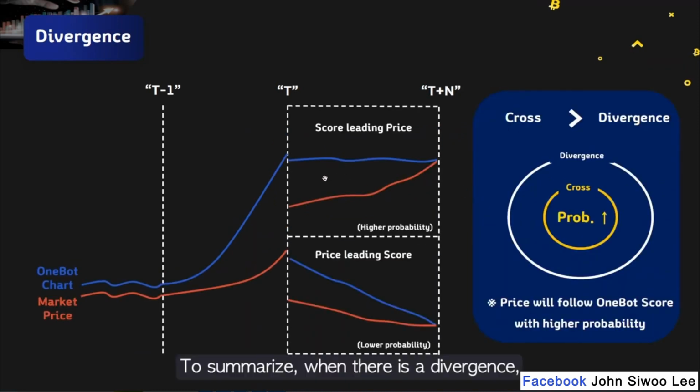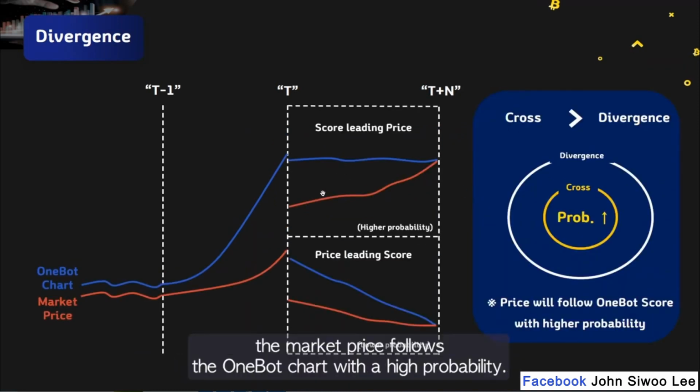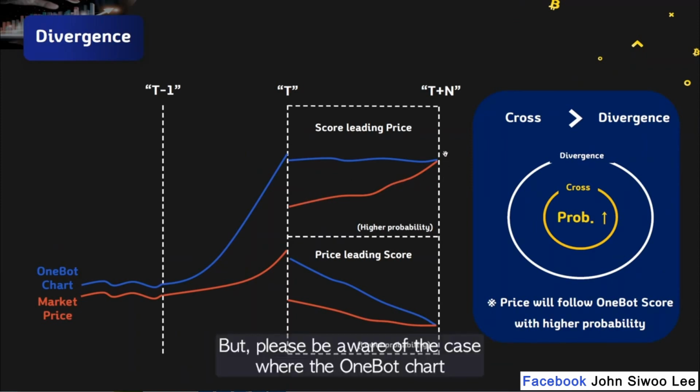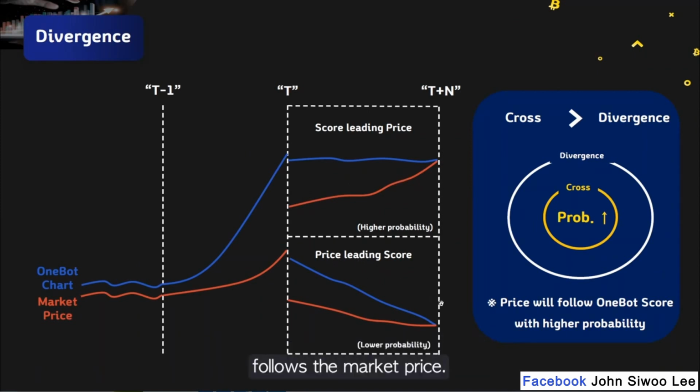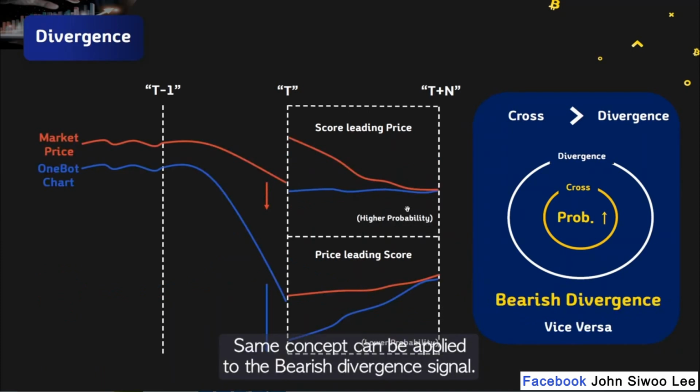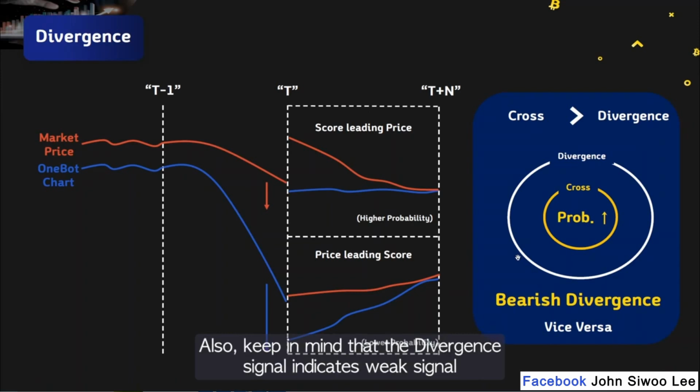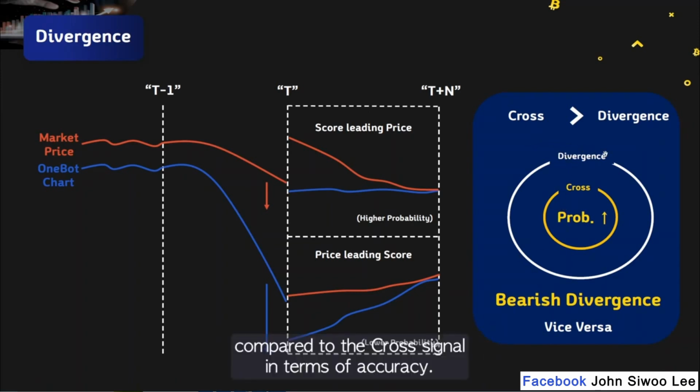To summarize, when there is a divergence, the market price follows the Onebot chart with a high probability, but please be aware of the case where the Onebot chart follows the market price. The same concept can be applied to the bearish divergence. Also, keep in mind that the divergence signal indicates a weak signal compared to the cross signal in terms of accuracy.